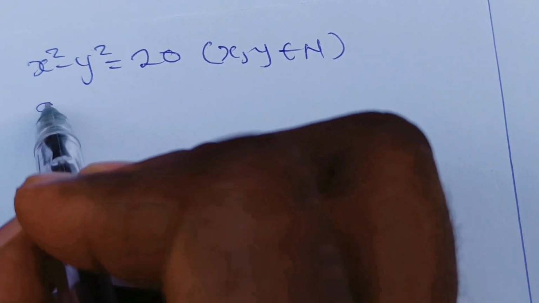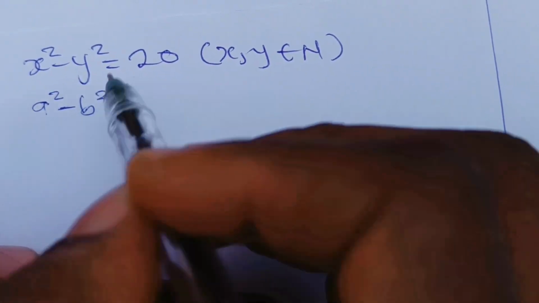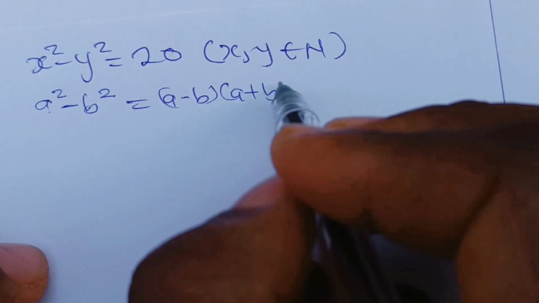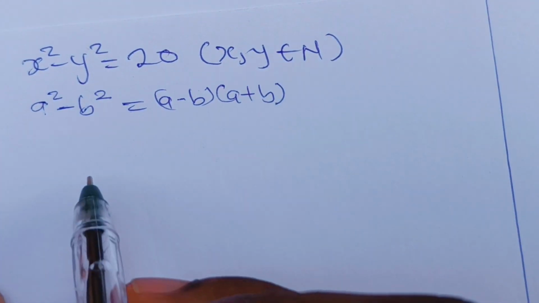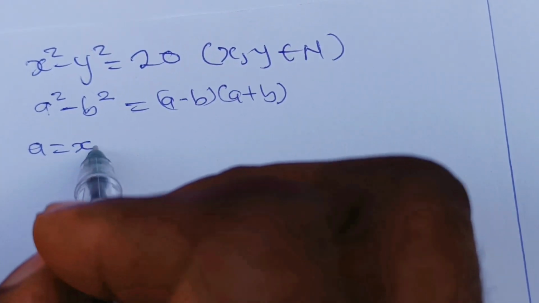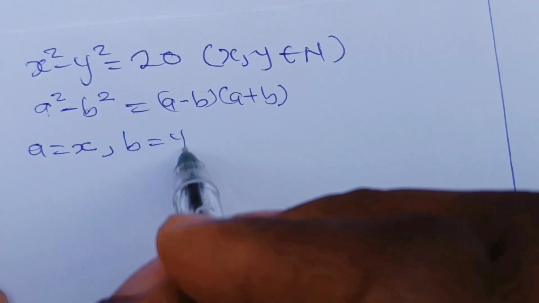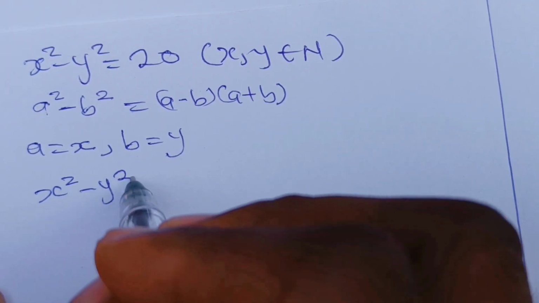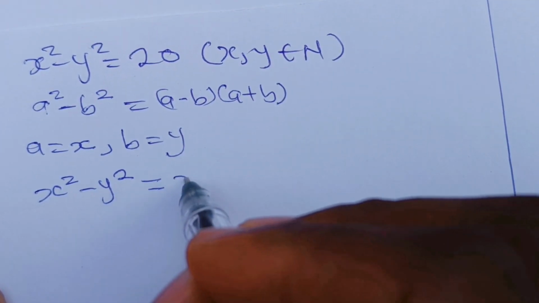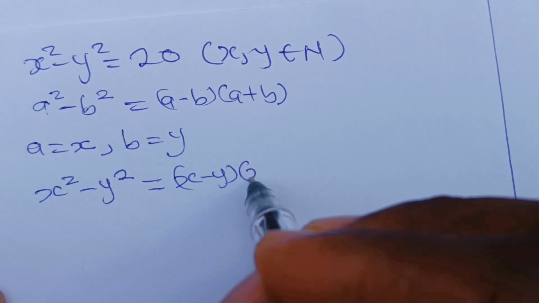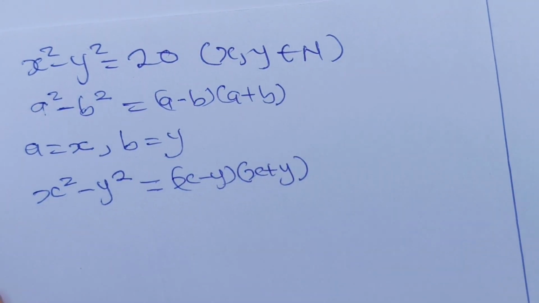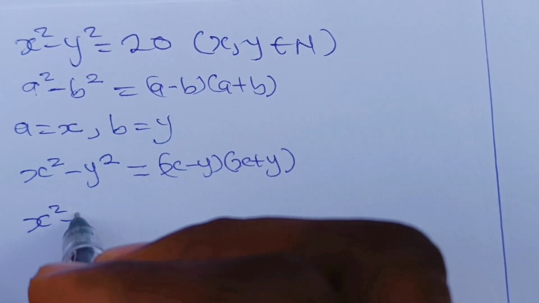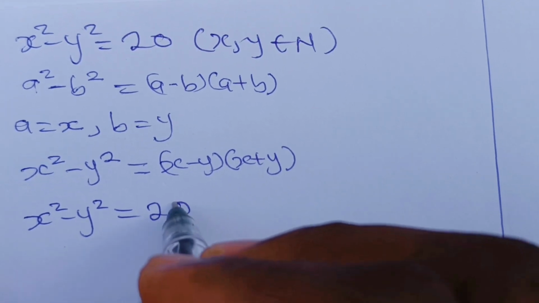Now, when you have a squared minus b squared, this is equal to a minus b multiplied by a plus b, okay? Now, in this case, our a is x, while our b is equal to y. So that means that x squared minus y squared can be expressed as x minus y multiplied by x plus y. Therefore, the equation says x squared minus y squared is equal to 20.